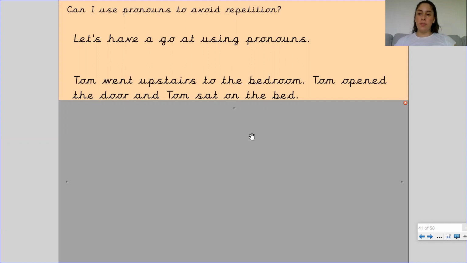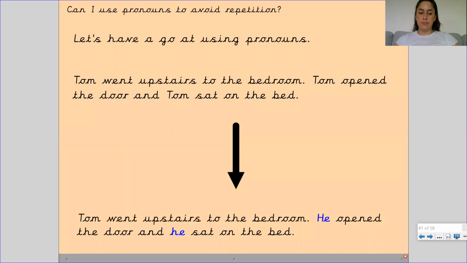So Tom is being repeated 3 times. Which ones do we want to replace with a pronoun? Well, we don't want to replace the first one with a pronoun because initially when the reader is reading the sentence, we want to let them know who we're talking about. So we're going to keep the first Tom the same. Tom went upstairs to the bedroom. He opened the door and he sat on the bed, as we can see here highlighted in blue. Tom went upstairs to the bedroom, he opened the door, and he sat on the bed.